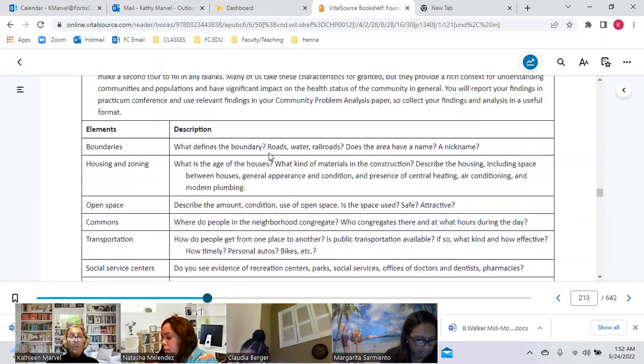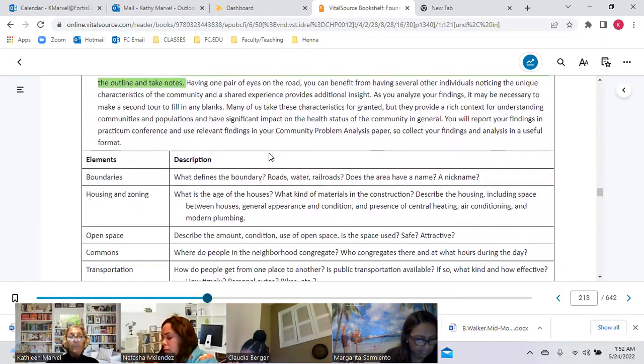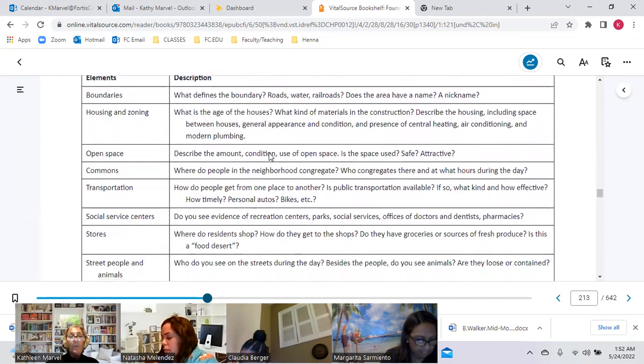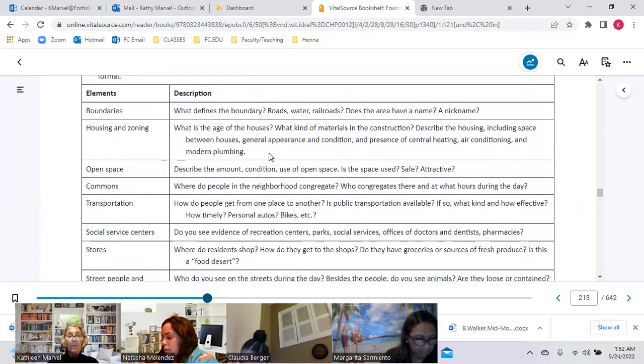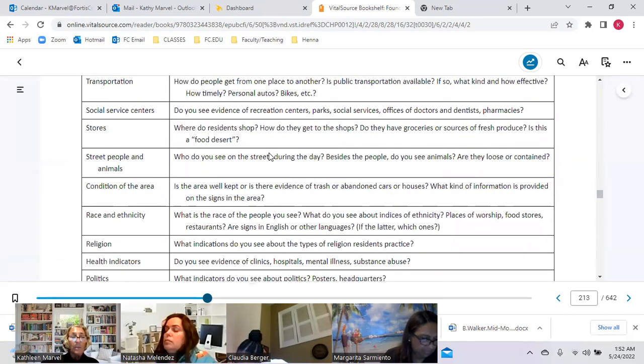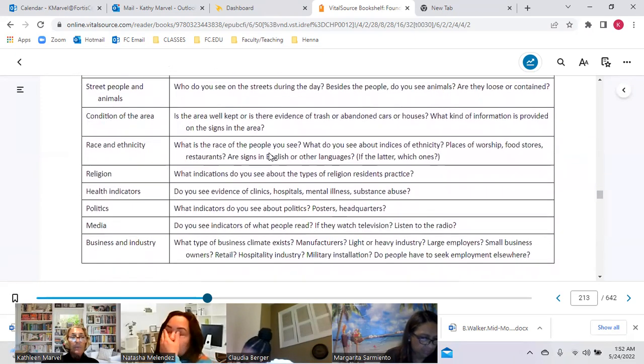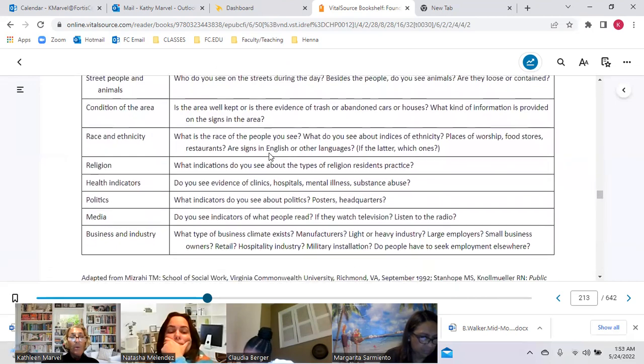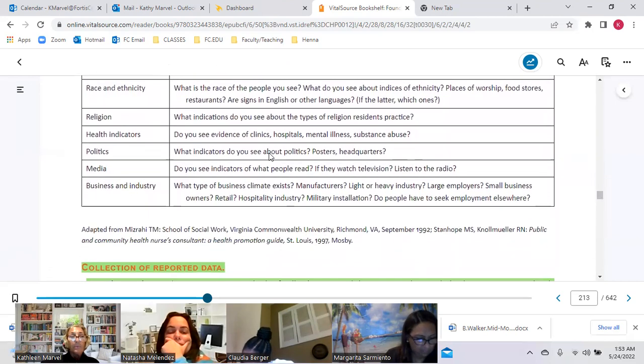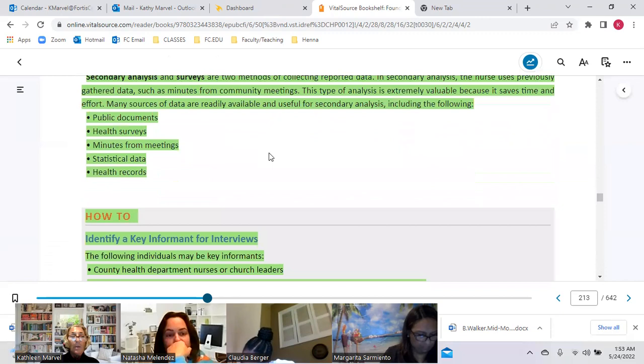Okay, and here's some things you can see in a windshield survey. Boundaries of the community, housing, open spaces, common areas, transportation, social service centers, stores. Are people out walking their dogs? Okay.